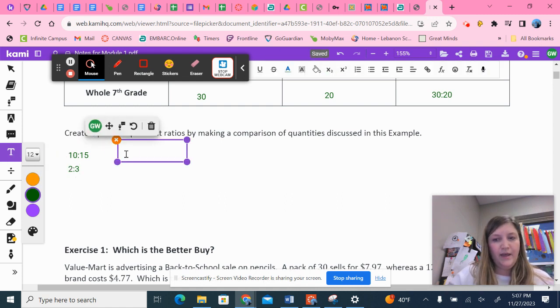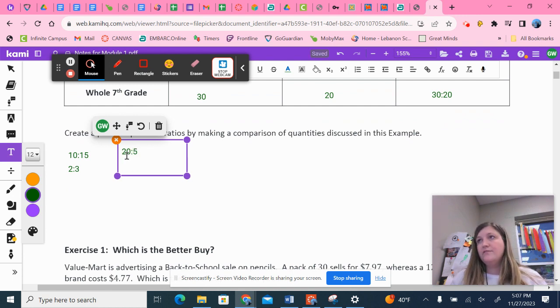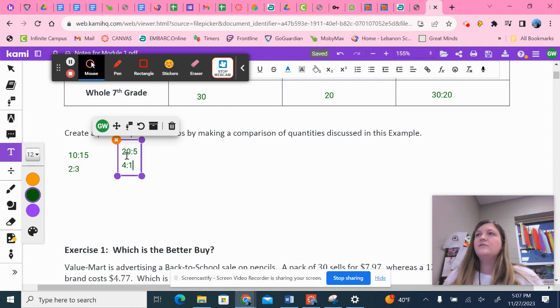The next ratio that we have is 20 to 5. What could I do to 20 and 5? Well, I could divide those both by 5 as well. And that's a 4 to 1 ratio. There are 4 times as many boys as there are girls in that class.